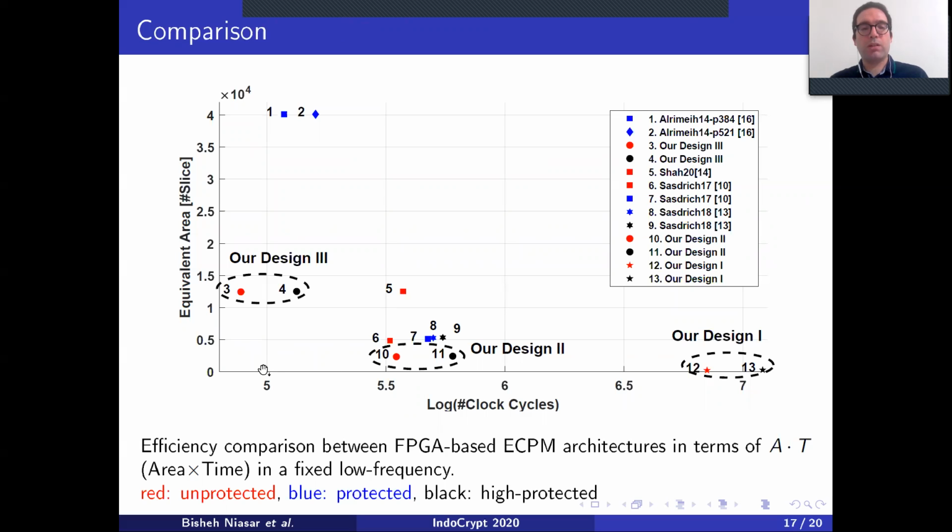For better comparison, we try to visualize it. Here, the red point shows the unprotected scheme. The blue point shows the protected scheme, and the black point shows the highly protected scheme, which uses point re-randomization. As you see here, our high performance design shows a considerable speedup compared to previous work with the same security level, while it needs more hardware resources.